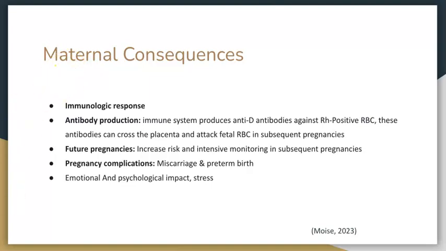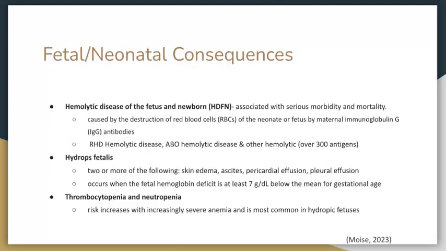Maternal consequences, immunologic response, antibody production. The immune system produces an anti-D antibody against the Rh positive red blood cell. These antibodies can cross the placenta and attack red blood cells of the fetus in subsequent pregnancies. So this would increase the risk for needing intensive monitoring in subsequent pregnancies, pregnancy complications such as miscarriage or preterm birth, and then a lot of psychological impact with emotion and stress.